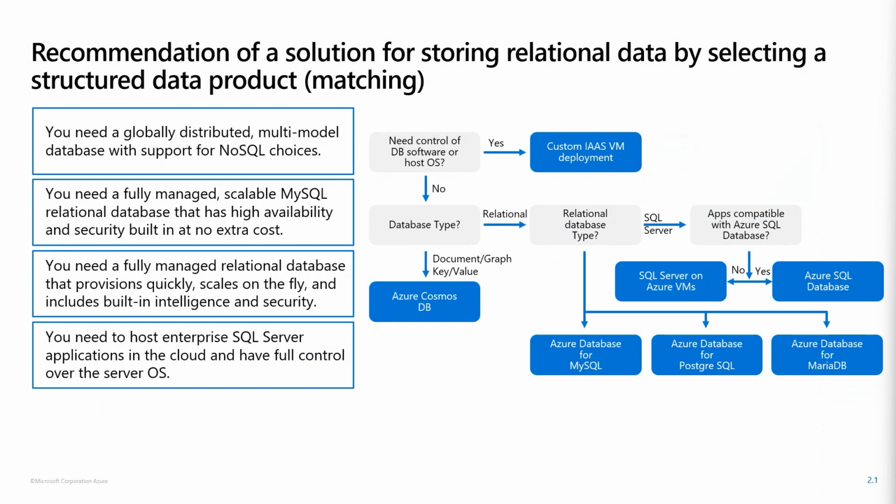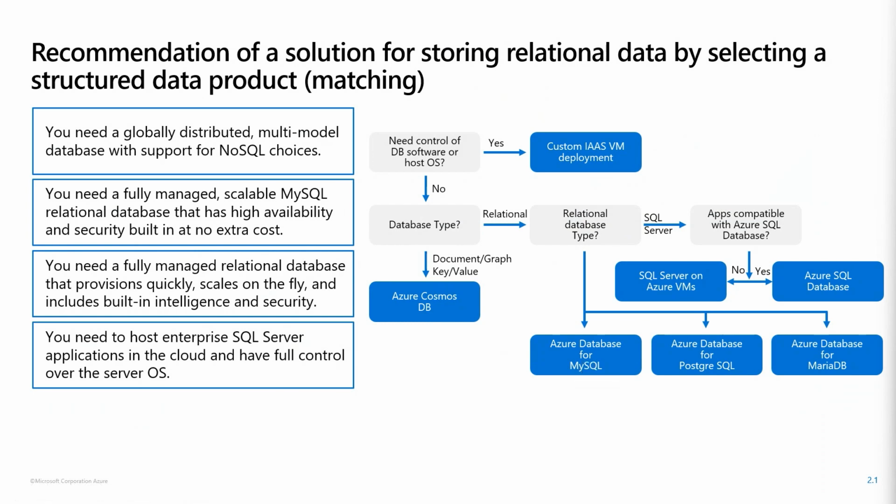If we use the flowchart and have to decide for each scenario to find an appropriate storage option, we probably see our first scenario: you need a globally distributed multi-model database with support of NoSQL choices, and that will bring us to Azure Cosmos DB. The second scenario, where we need a fully managed, scalable MySQL relational database with high availability and security built-in, no extra cost, we probably will end up with a relational database with a special flavor, like Azure Database for MySQL.